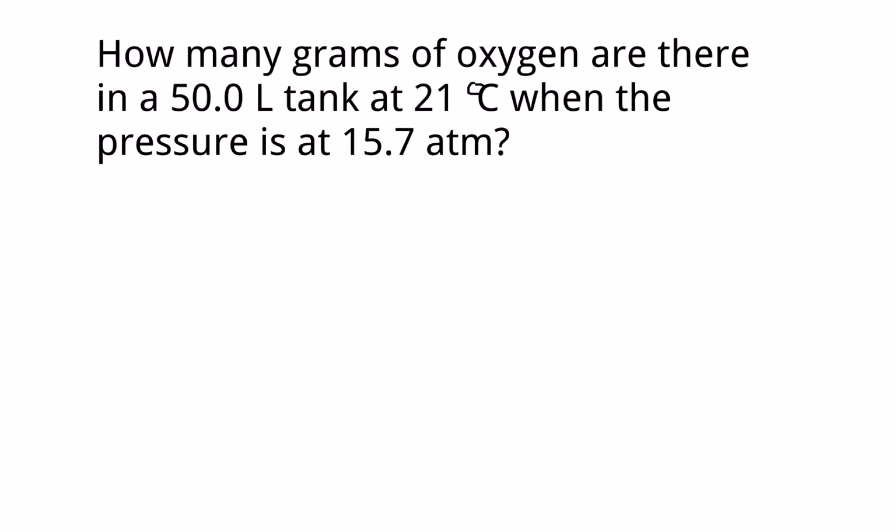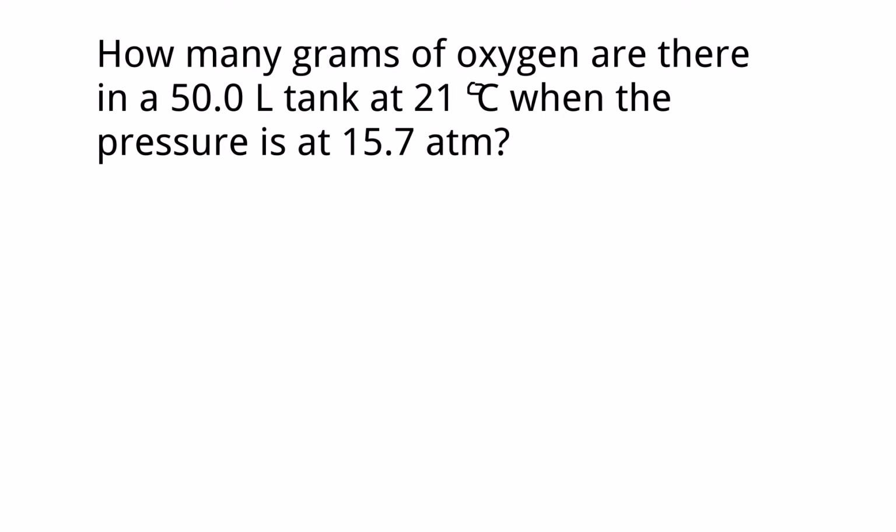And what we need to do is start by saying, okay, what am I searching for? I have a volume, 50 liters. I have a temperature, 21 degrees Celsius. And I have a pressure at 15.7 ATM. Now, if I want grams, I'm going to have to first solve for moles. And I can get moles from the ideal gas equation, and then I can convert those moles to grams using the periodic table. So hopefully that thought process makes sense to you guys as you're looking at this.